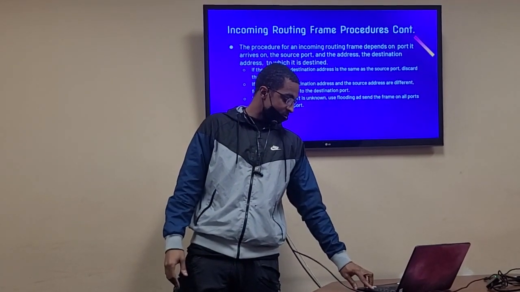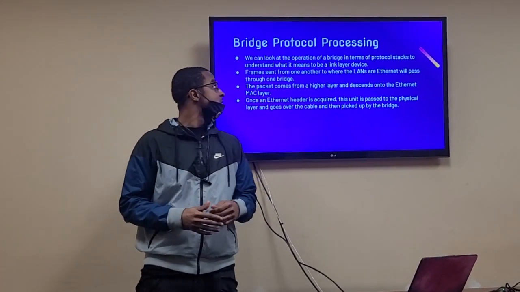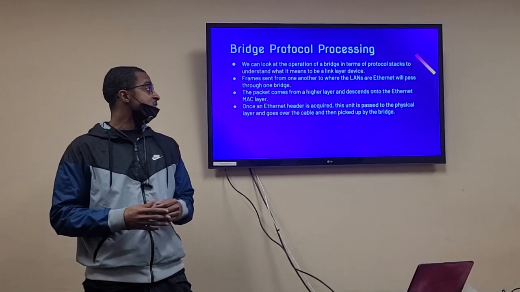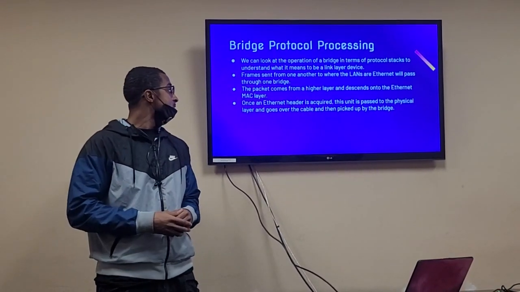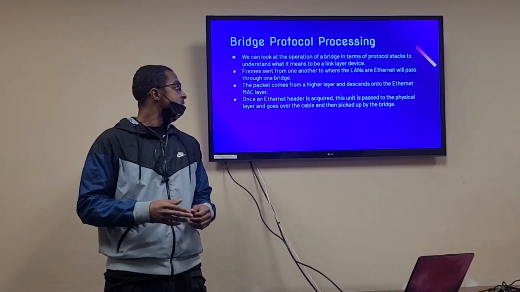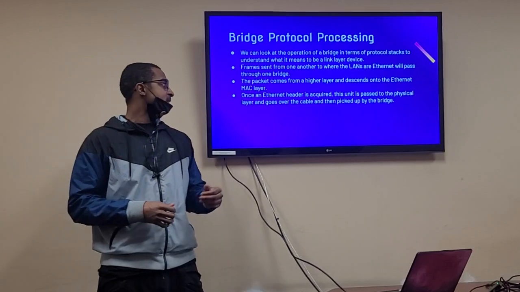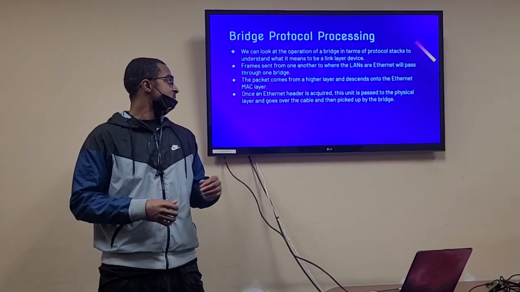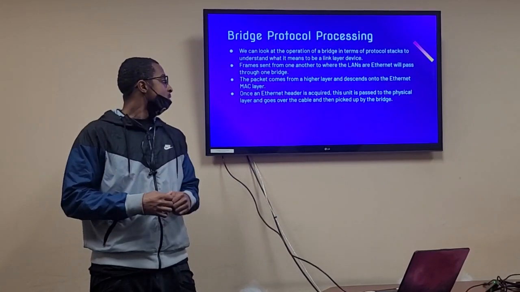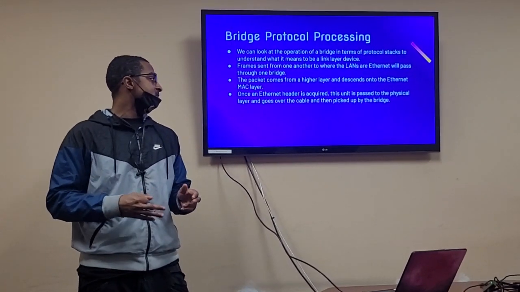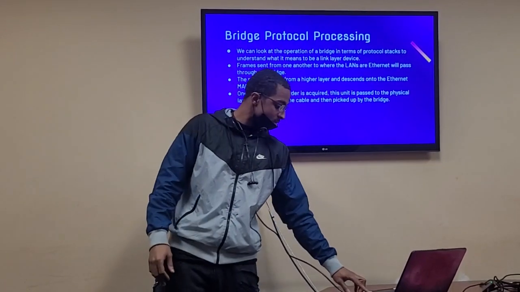That was the incoming routing frame procedure. Now, when it comes to bridge protocol processing, we can look at the operation of a bridge in terms of protocol stacks to understand what it means to be a link layer device. Frames sent from one LAN to another over Ethernet will pass through one bridge. The packet may come from a higher layer and is sent onto the Ethernet MAC layer, media access control. Once an Ethernet header is added, the unit is passed to the physical layer, goes over the cable, and is then picked up by the bridge.